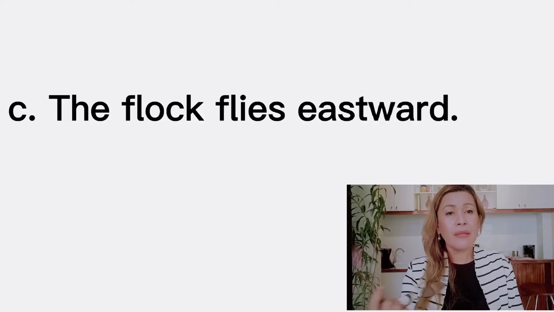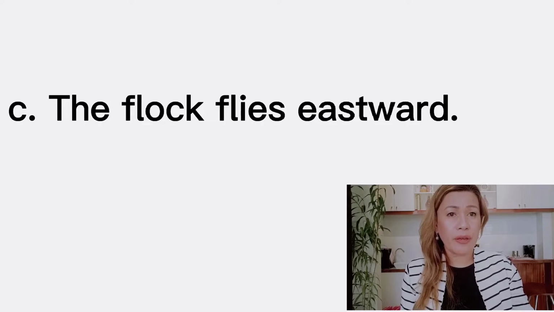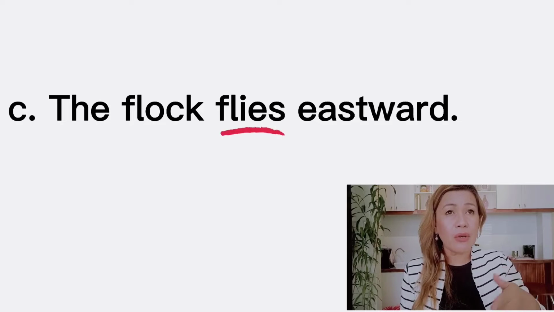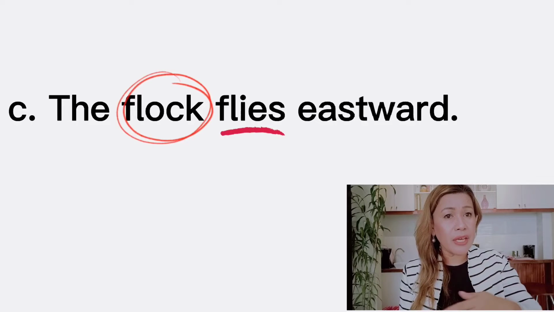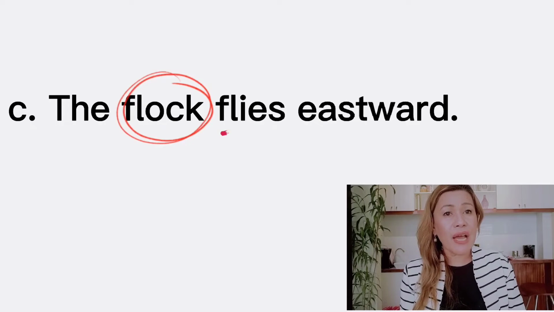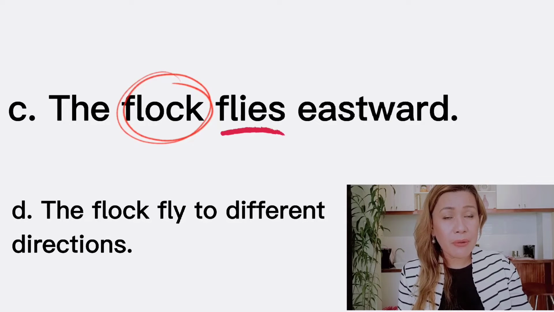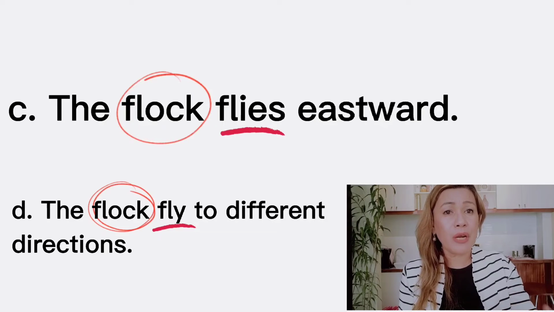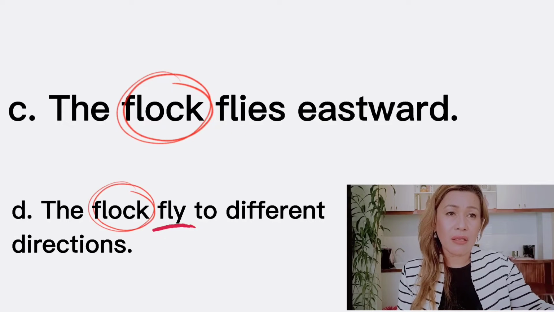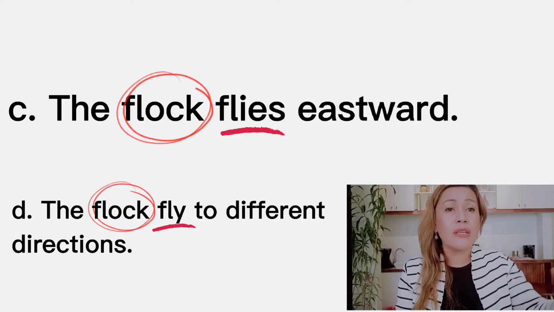Okay? Let me give you another example. I would say, the flock flies eastward. Flock is a collective noun. My verb is flies because you are taking the flock as a unit. They have one direction, which is going to the east. But if I'd say the flock fly to different directions, that would still be correct. In the second example, it is already plural. The use of flock there is plural because we are considering the individual members of the flock who are flying to different directions.